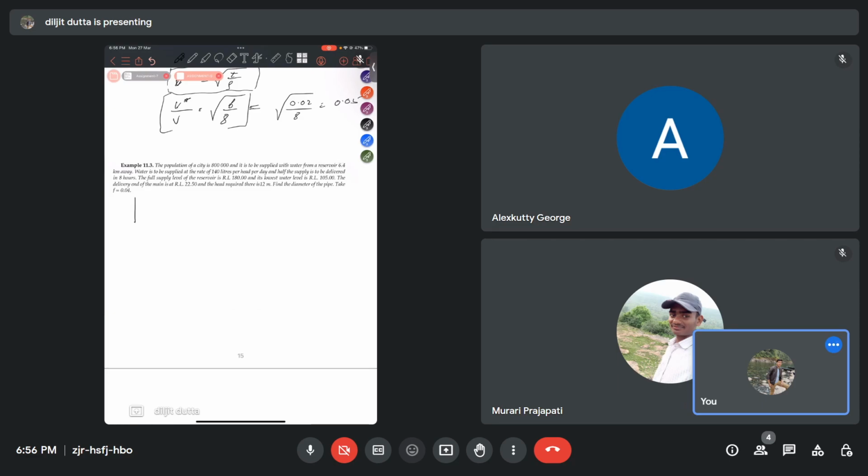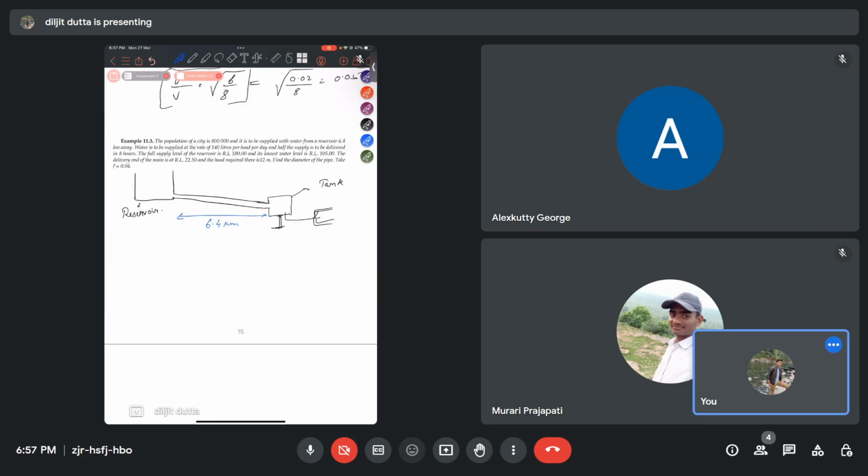Okay, let us have a schematic. This is the reservoir, so a pipe is connected. I am just showing a straight pipe. There can be bends and small minor losses too. And suppose this is a supply tank, and from there it delivers to the whole city. This is the reservoir. So this distance is 6.4 kilometer. Water is to be supplied at 140 liters per head per day.